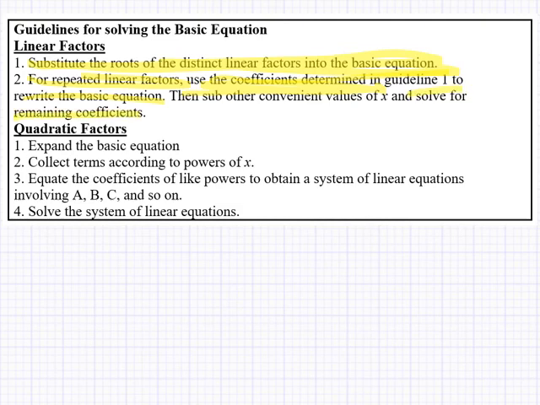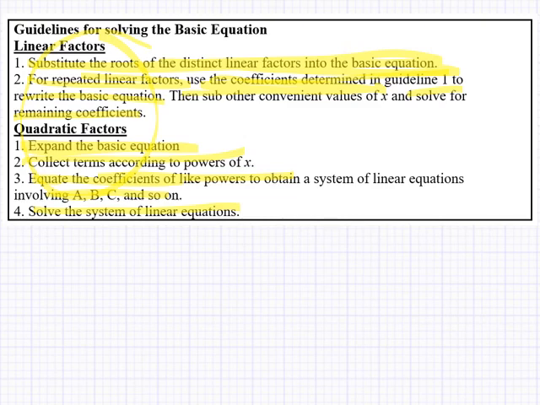If we have quadratic factors, that goes out the window. What we usually do is we just expand the basic equation on the right-hand side, collect our like terms, do our equal parts method so that we can equate our coefficients to solve for a, b, and c, and then solve each one of those linear systems. Sometimes you have to do a combination of both of these because you have a combination of linear factors and quadratic factors. We saw an example like that.